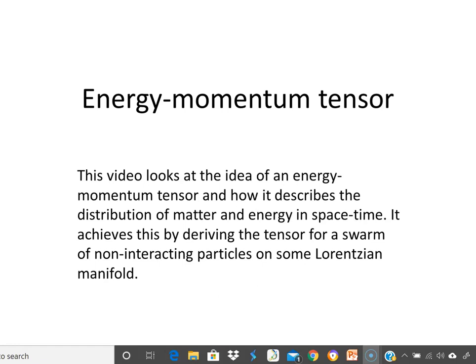This video looks at the idea of an energy momentum tensor and how it describes the distribution of matter and energy in space-time. It achieves this by deriving the tensor for a swarm of non-interacting particles on some Lorentzian manifold.